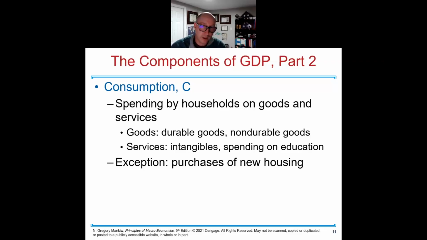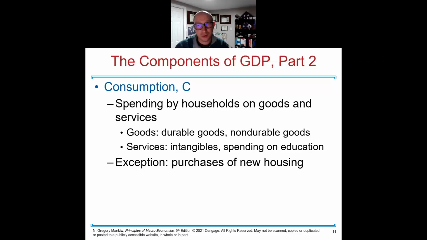And then we have services that the household spent on. Intangible services and other things like spending on education. Intangible services are services that we cannot physically touch. I cannot physically touch a bank transaction over the internet. I cannot physically touch a haircut. I mean, you could, but you see what I'm saying? It's an intangible service. And then spending on education, of course, is a service. So consumption, spending by households on goods and services.